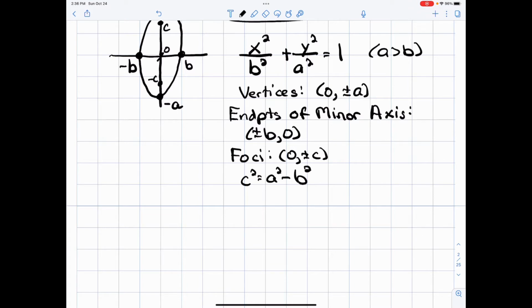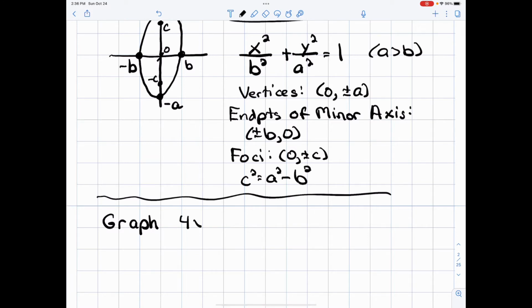Okay, so what do we want to do next? How about we actually graph an ellipse? That's probably the next thing to do, like actually take one and work on graphing it. So let's say we're given the equation 4x squared plus 25y squared equals 100. And we're asked to graph it.